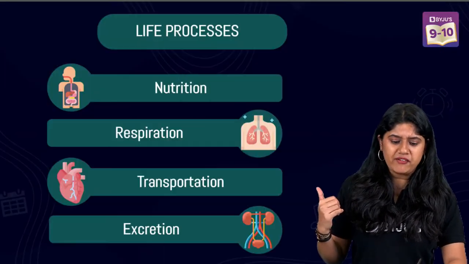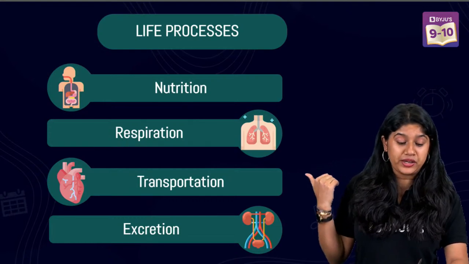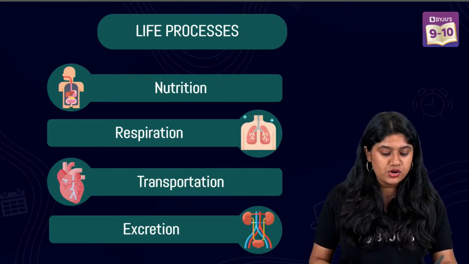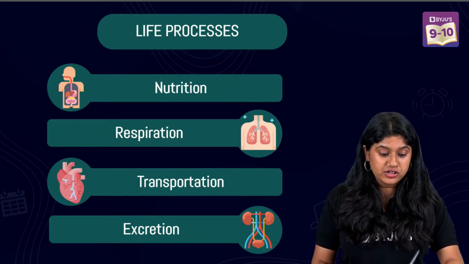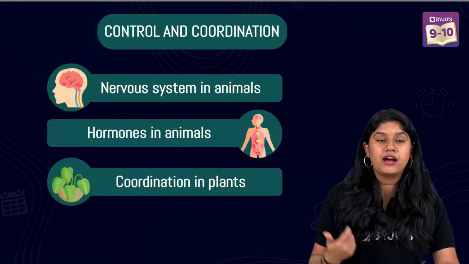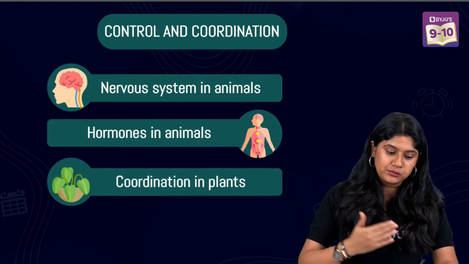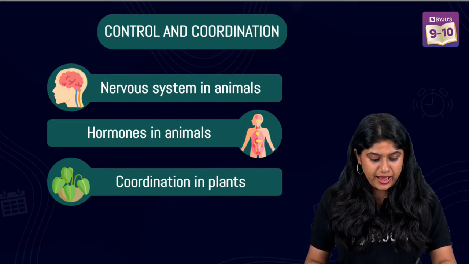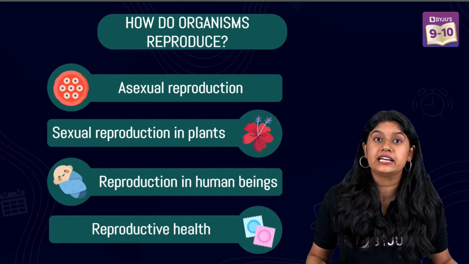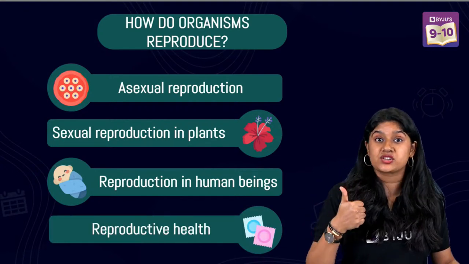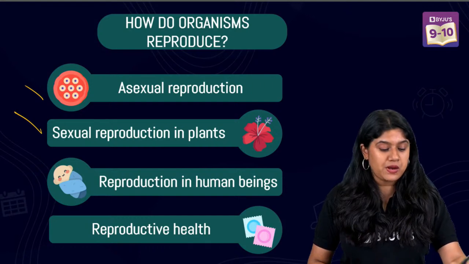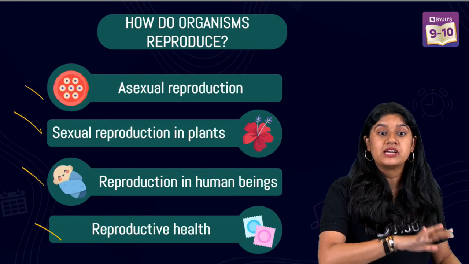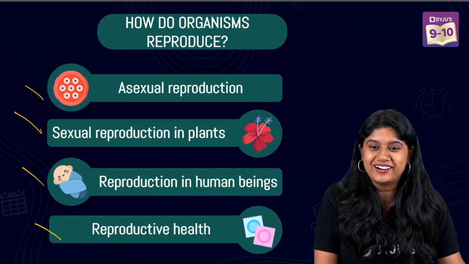So very quickly, everyone, we have a very brief summary of the syllabus. You can look over here. Life processes, we have four important topics: nutrition, respiration, transportation, and excretion. Then we have control and coordination: the nervous system in humans, hormones in animals, and of course the coordination in plants. And we have how do organisms reproduce: asexual reproduction, sexual reproduction in plants, sexual reproduction in human beings, and reproductive health. So that's the syllabus we have, everyone, for class 10th.